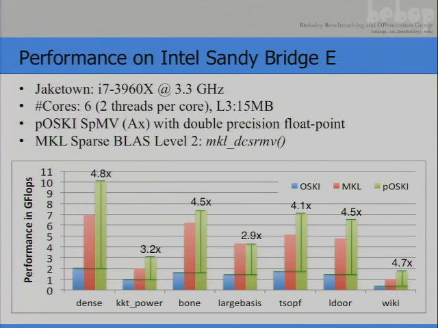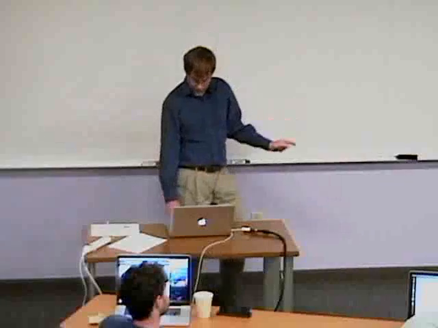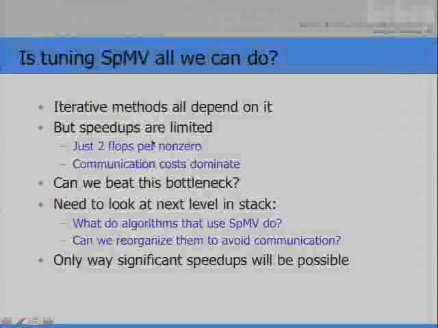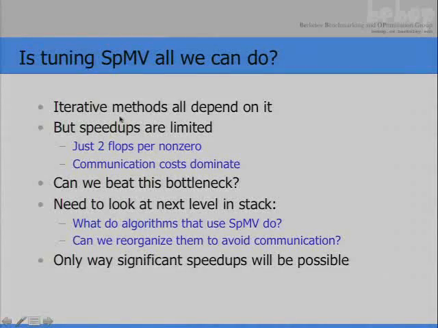So I think I've told you everything there is about SPMV, and is that all we can do? Because, of course, why am I bothering to do SPMV? As I said before, I really want to solve a system of linear equations. I really want to do image processing. I really want to find eigenvalues and eigenvectors. There's a higher level algorithm. But if all I do is look at this kernel, sparse matrix vector multiply, then my speedup is going to be pretty limited. Why is that?